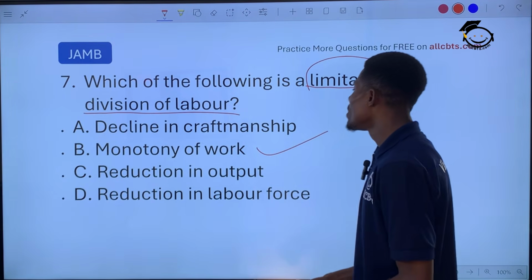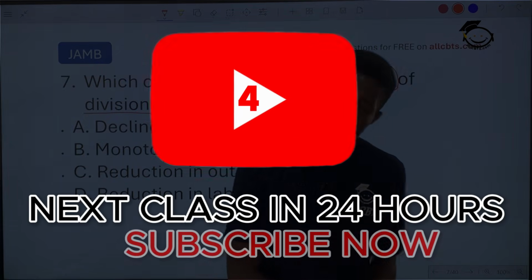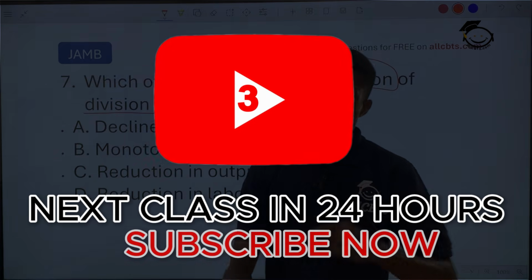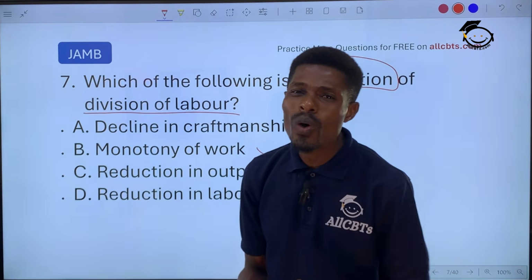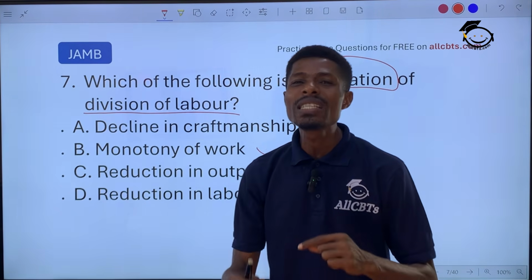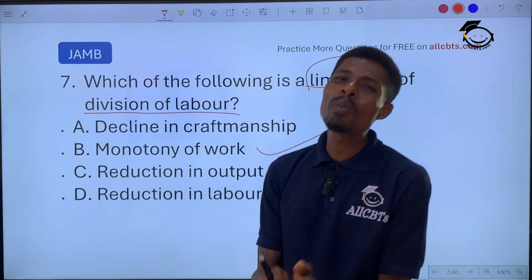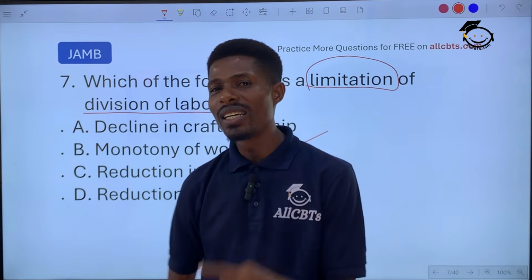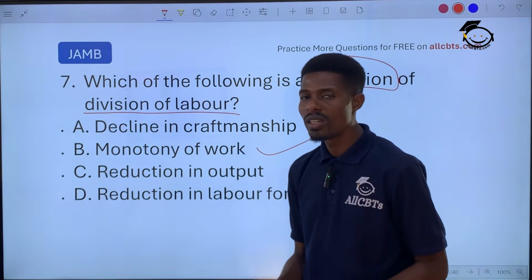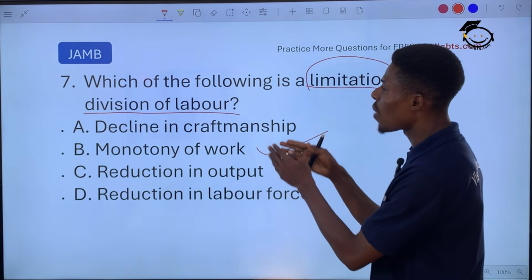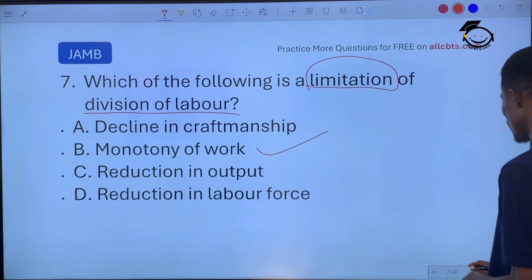Monotony of work simply means when a task given to one person is repeated over and over again, the worker becomes what? Bored, because he keeps doing the same work again and again. So therefore there is not much creativity. And because there will be not much productivity and creativity, it will affect division of labor. That's why our answer is monotony of work.